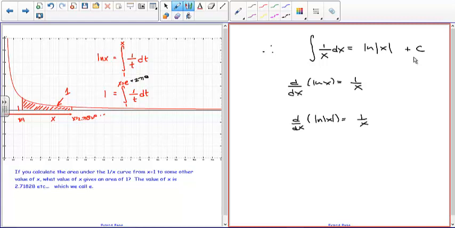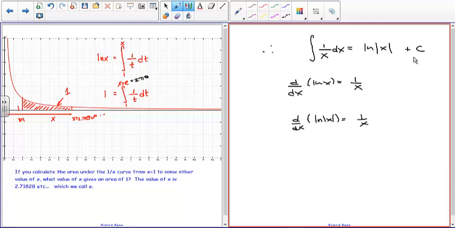The other interesting thing is, for the other integrals, we figured out the integrals because we knew what the derivatives were. We said the derivative of the sine was the cosine, therefore the integral of the cosine is the sine. The derivative of the cosine is negative the sine, so the integral of the sine is negative the cosine. So we used the derivative to figure out what the integral was.